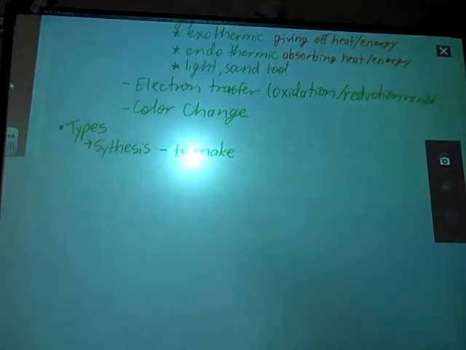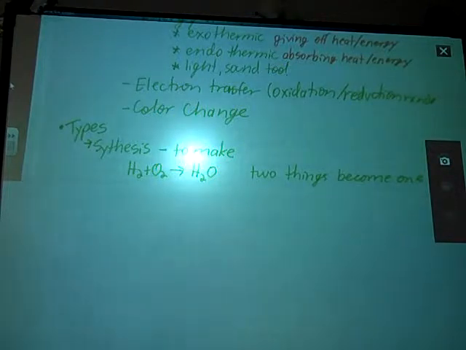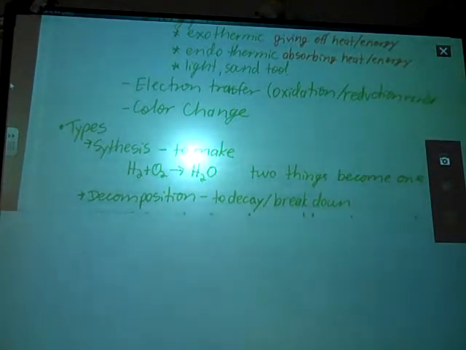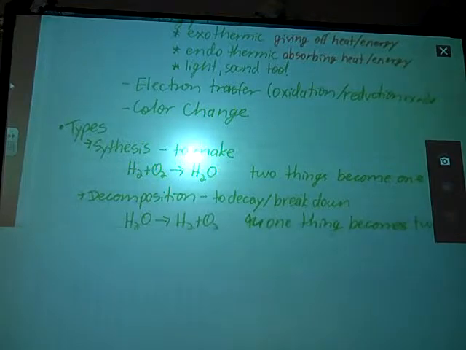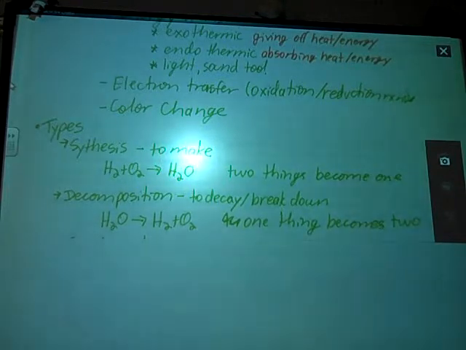So the first of the 5 is a synthesis reaction. Synthesis literally means to make. So I have 2 things becoming one. I like to use a dance analogy with chemical reactions. So I have 2 single people going to the dance and they're leaving as a couple. In this instance, I have hydrogen gas plus oxygen gas combining together to form water. Our next type of reaction is called a decomposition reaction. Decomposition means to decay or break down, and that's exactly what happens. Our one thing becomes 2. So that couple who went to the dance, well, they break up. One thing becomes 2.